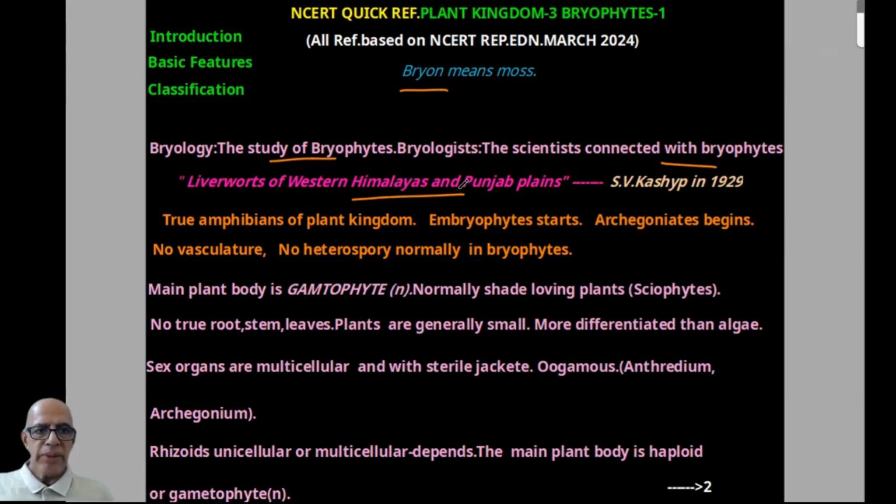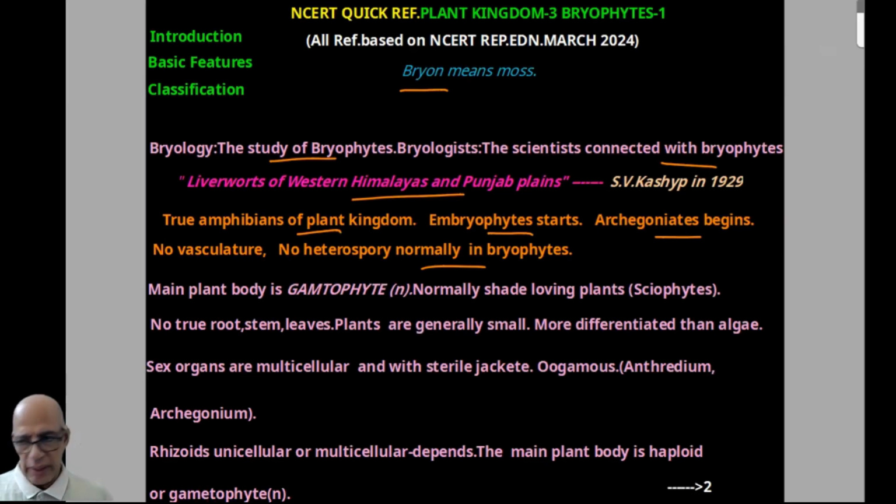Now, when we start to discuss the features of bryophytes, starting with introduction, true amphibians of plant kingdom, they are bryophytes. Embryophyta, the plant group starting with the embryo, begins with the bryophyte. Female sex organ Archegonia begins with the bryophytes. And no vasculature, no xylem phloem, no heterospory normally in bryophyte. Heterospory basically starts from pteridophyte. I think after that it is clear.